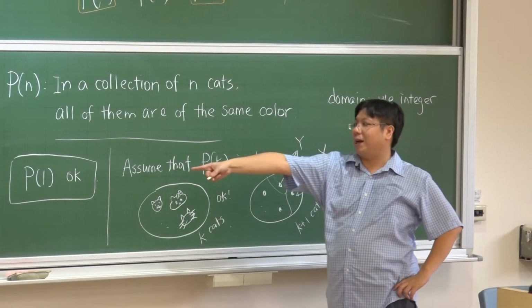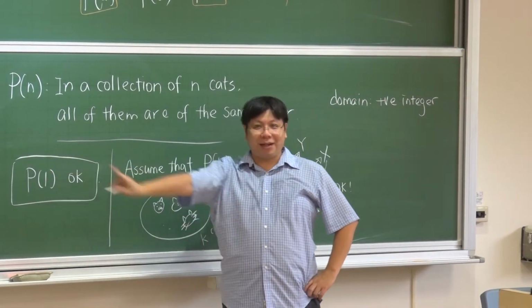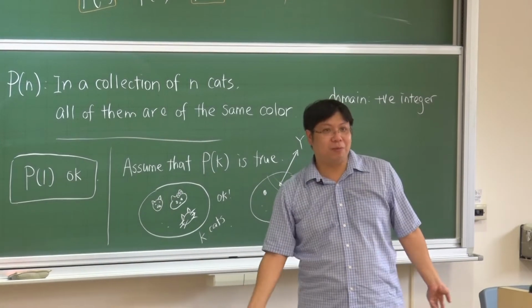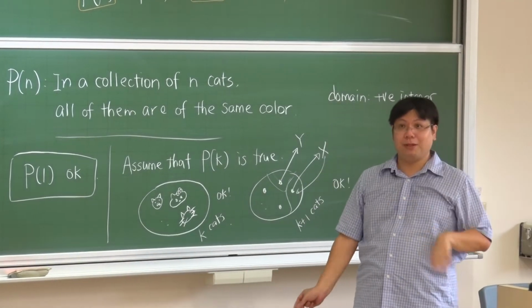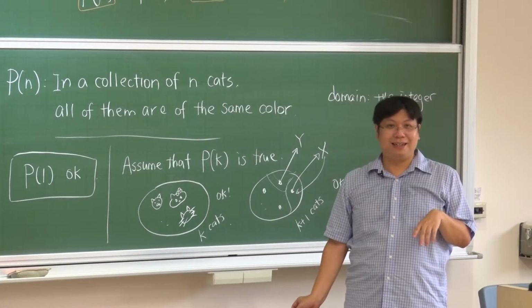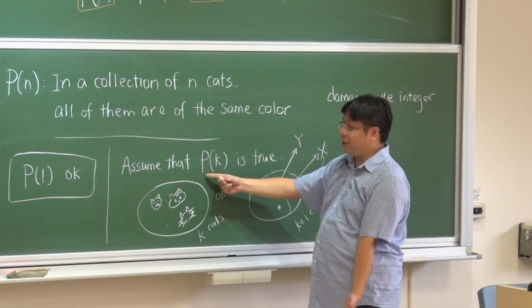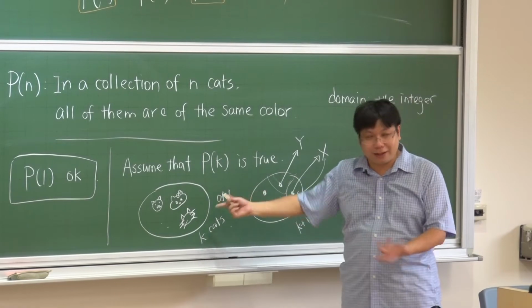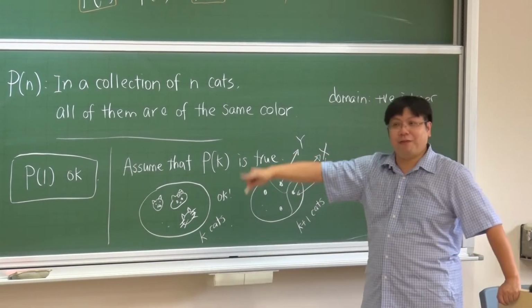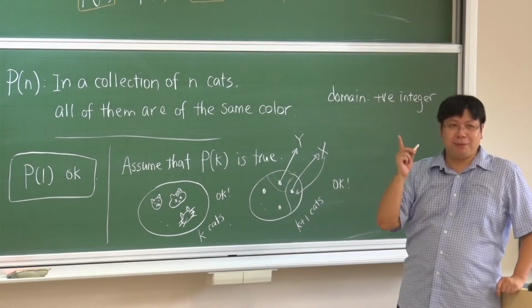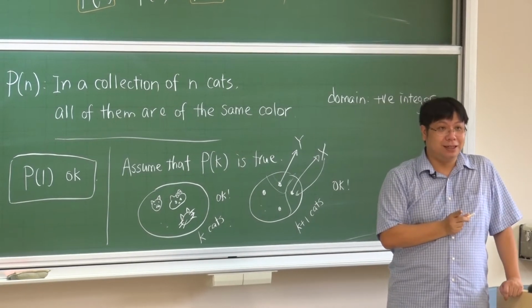Why? Why can't I use P1? Yeah, what's the problem of just showing P1 but not P2? Close. But assumption, I can assume anything. So if you believe my assumption, then I really have... And if you believe that this proof is correct, then I still have PK implies PK plus 1, right?